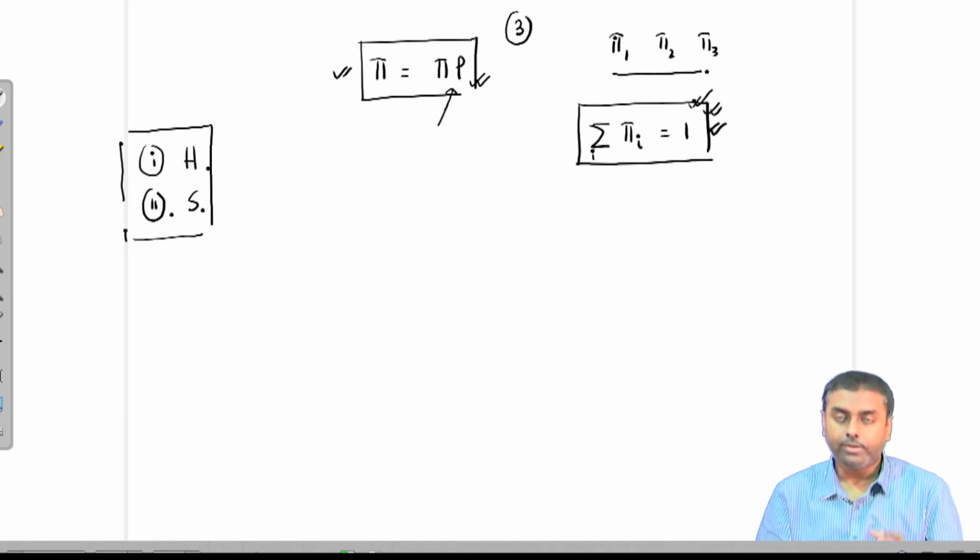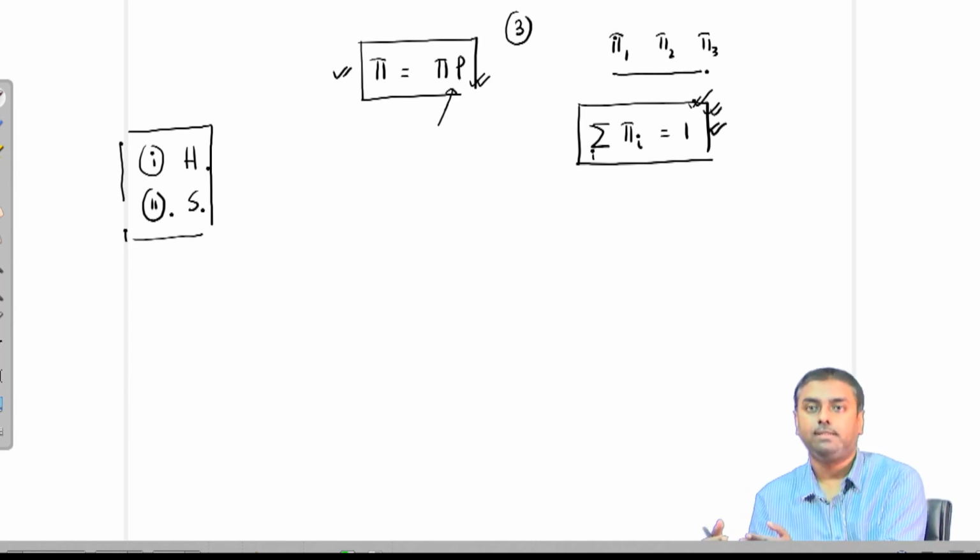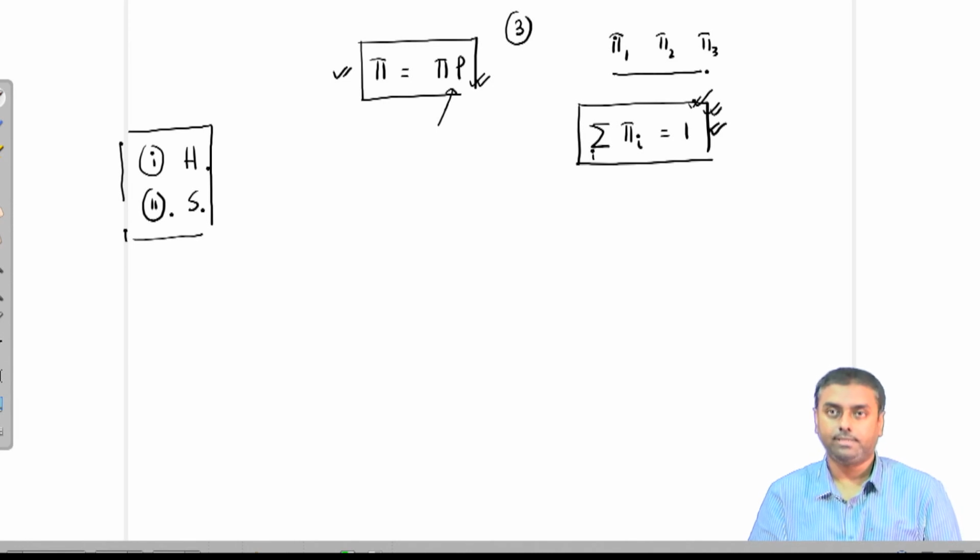So, what we will try to do is see the implication of that one more time, and then from there we will try to build up the continuous time Markov chain in our next class. Okay. Thank you.